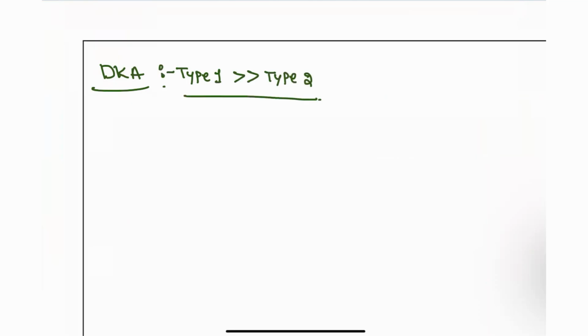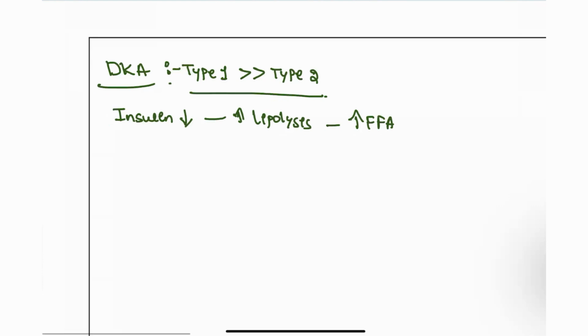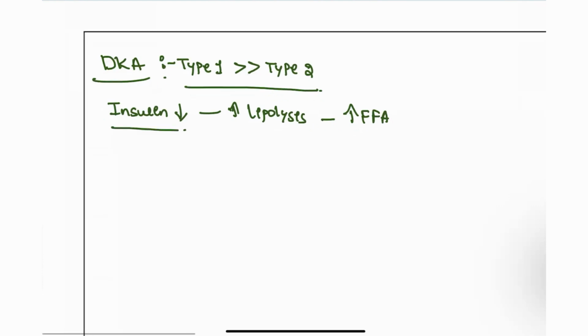Okay, next, what is happening in DKA? Usually the insulin is going to be deficient, right? This insulin deficiency will further increase lipolysis. So what happens? Free fatty acids are also going to increase. And on the other side, when the insulin is low, what happens? The liver is going to adapt and produce more glucose.